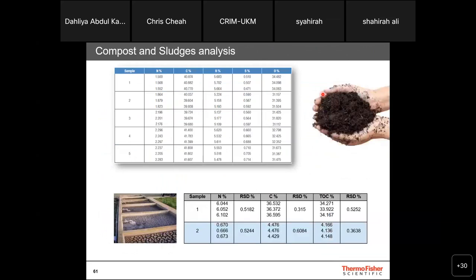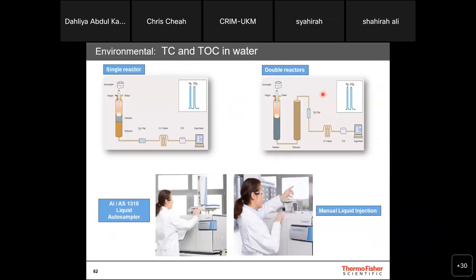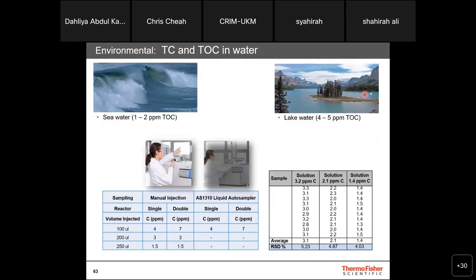Compost and sludge. This is more on wastes and how we can convert sludge and compost into agricultural use. So TOC and TC, total carbon and total organic carbon. For environmental samples, seawater typically ranges around 1 to 2 ppm of TOC, as compared to lake water.